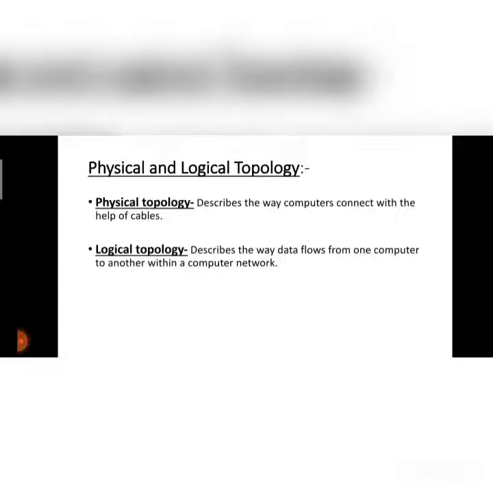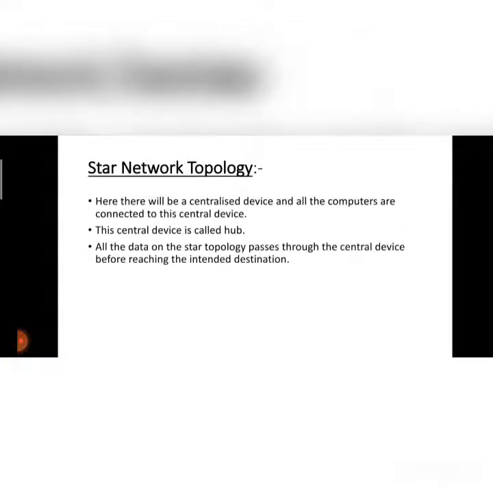Next, let us understand what is star network topology. Here, there will be a centralized device and all the computers are connected to the central device. This central device is called hub. All the data on the star topology passes through the central device before reaching the intended destination. Let us understand this with the help of a picture.